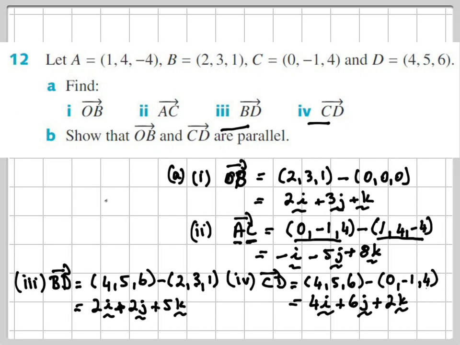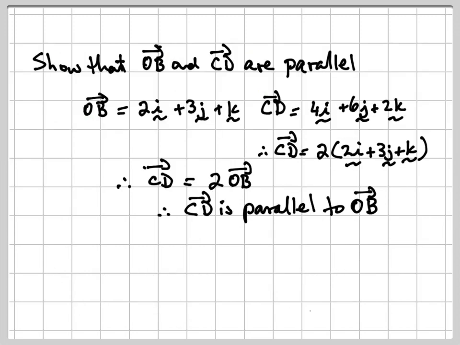Show that OB and CD are parallel. Okay, well, we can do that by noticing that OB is given as this vector here in component form, and CD as this vector here. We note that we can factorise CD, and we notice that CD turns out to be twice the size of OB. So they're the same vectors, it's just that CD is twice as long as OB. So if they're the same vectors, they are parallel as well.